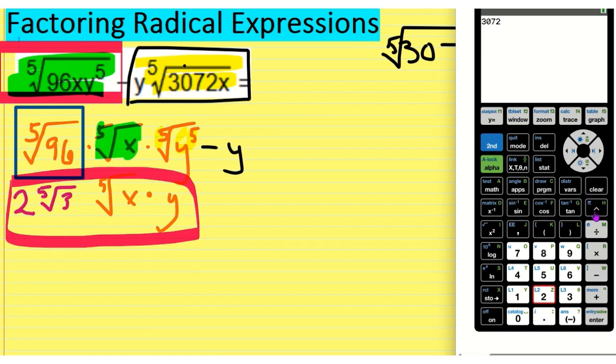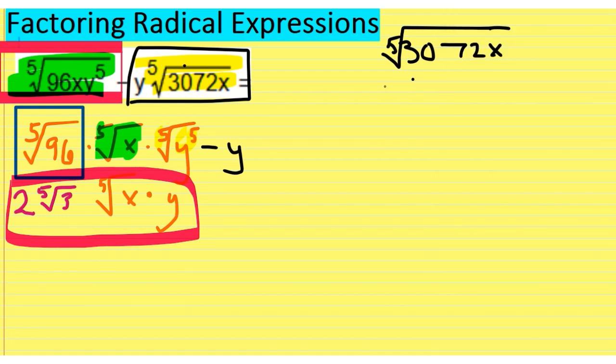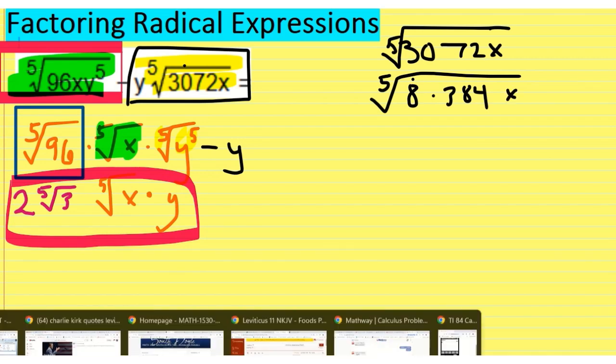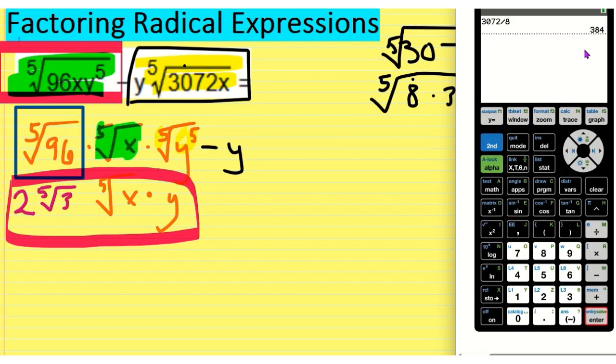So 3,072 divided by 8. It does fit evenly. So let's use 8 times 384 as our starting place. Our fifth root of 8 times 384, and then there's an x there. Okay, let's go ahead and use our calculator one more time.